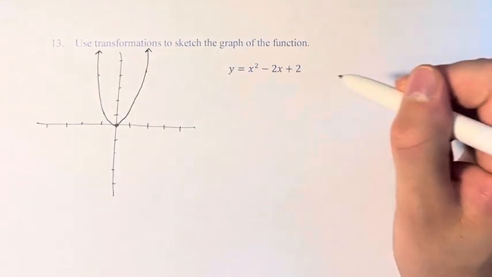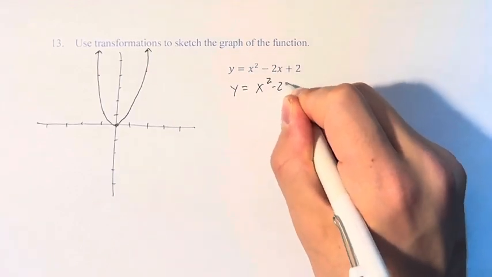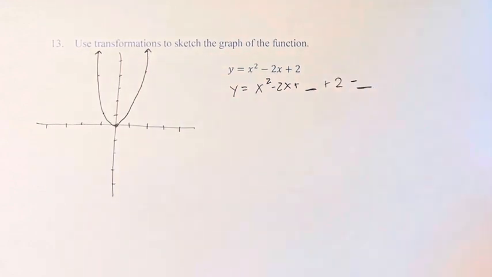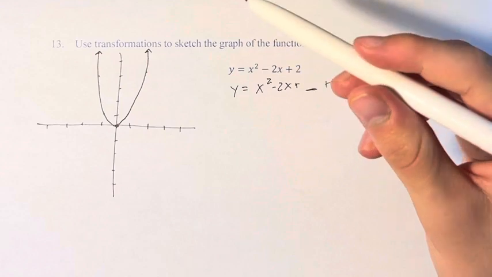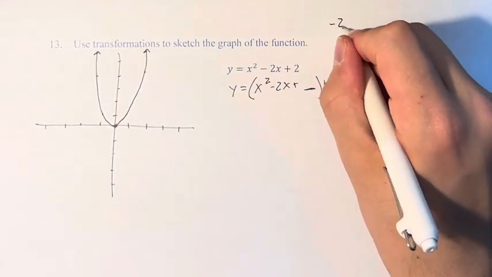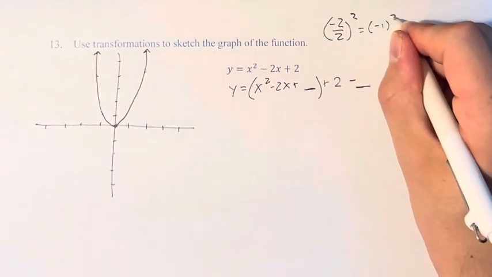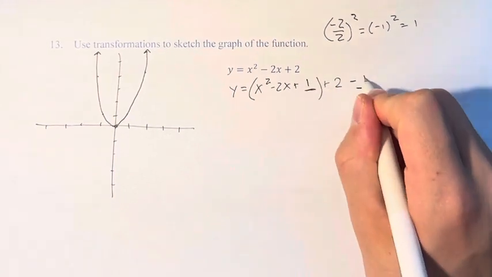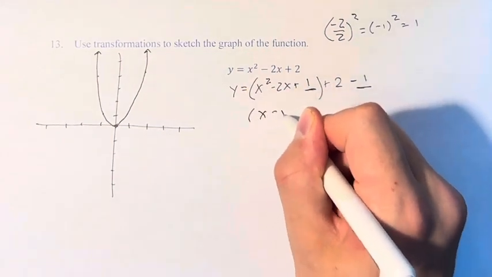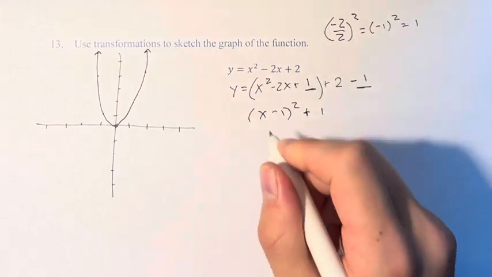The transformations that we have to do here might not seem obvious, but if we complete the square to take x squared minus 2x plus some value, don't forget the plus 2, and then we have to subtract that value again at the end. Completing the square here, you take the middle term, you divide it by 2, and you square it. Negative 2 divided by 2 is negative 1. Squared is positive 1, so we add 1 here, we subtract 1 here to keep things even. This is equal to (x minus 1) squared plus 2 minus 1 becomes plus 1.